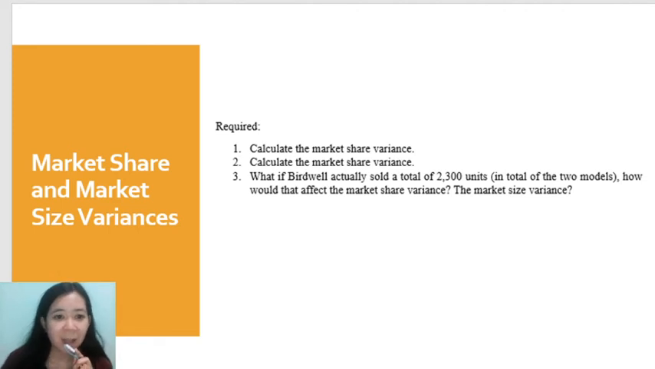Market share, and market size, I guess. Okay, so this is a typographical error. Number 2 is the market size. Okay, number 3, what if Bird will actually sold a total of 2,300 units? Okay, that is the total for the two models. How would that affect the market share variance and the market size variance?